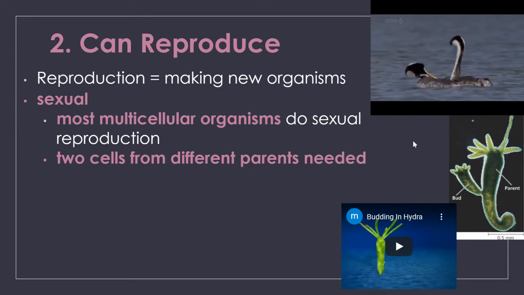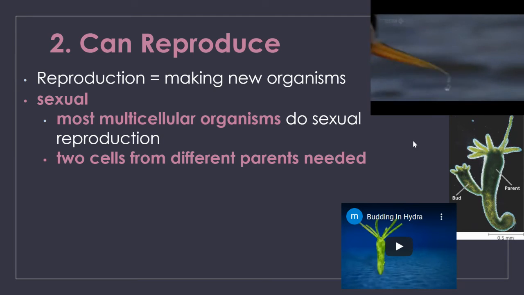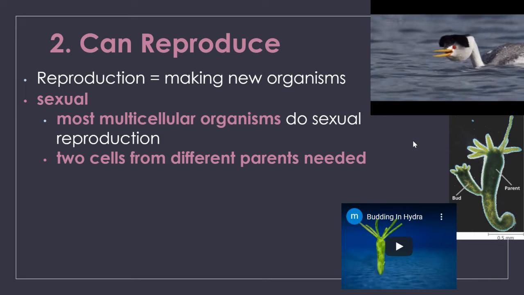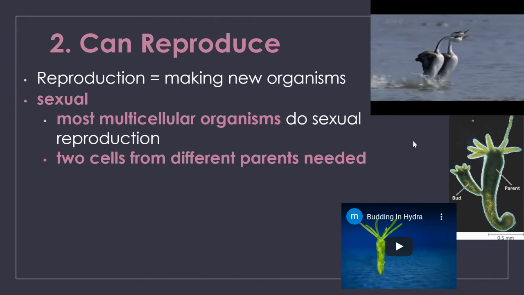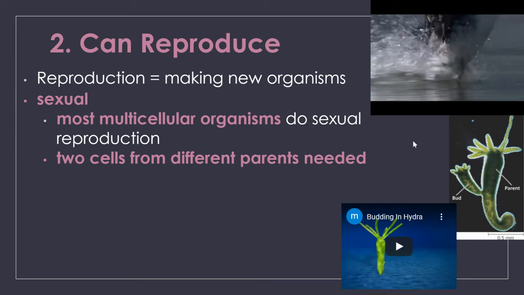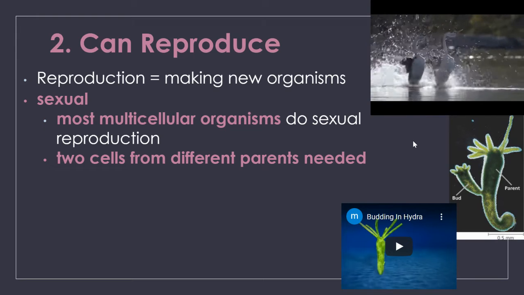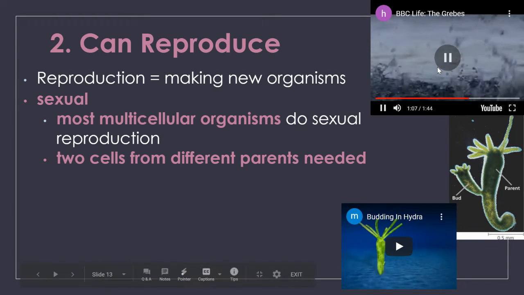And one cell comes from the mother, one cell comes from the father, and that's sexual reproduction. It will make offspring that are genetically different from each of the parents. And some organisms have elaborate mating dances like these grebes. Wow, there they are. And others do not. Others, it's just kind of a quick process. So that is a sexually reproducing example of grebes.